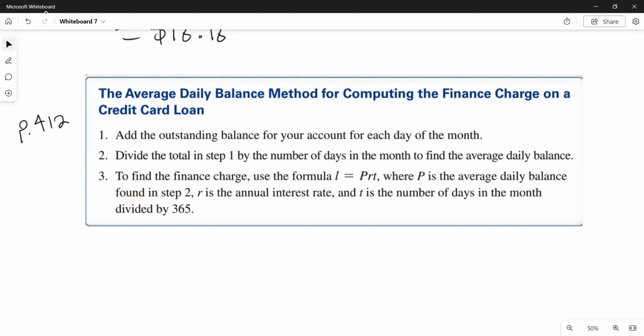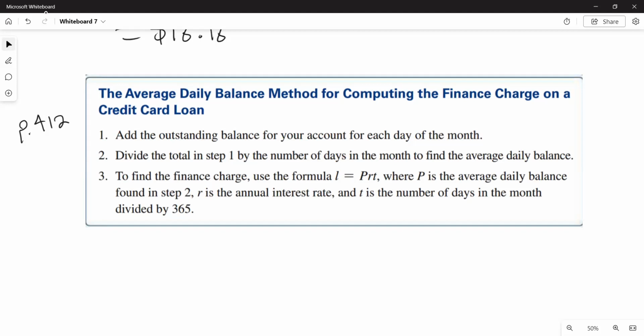And to find the finance charge, use the simple interest formula, where P is the average daily balance, R is the annual interest rate, and T is the number of days in the month divided by 365. So instead of 1/12, the fraction of the year is going to be the number of days in the month over 365. Like in May, that would be 31/365, or in September would be 30/365.